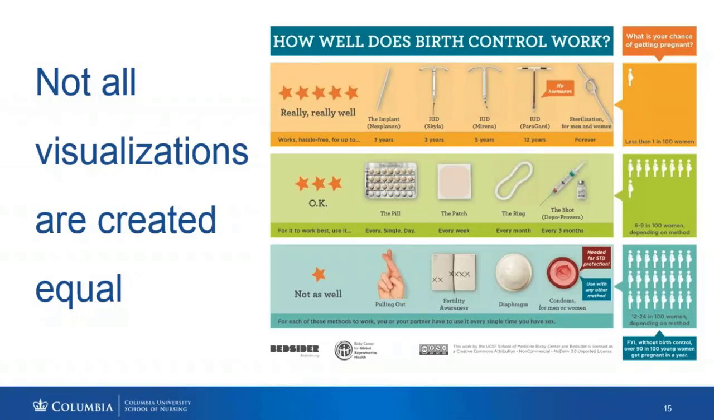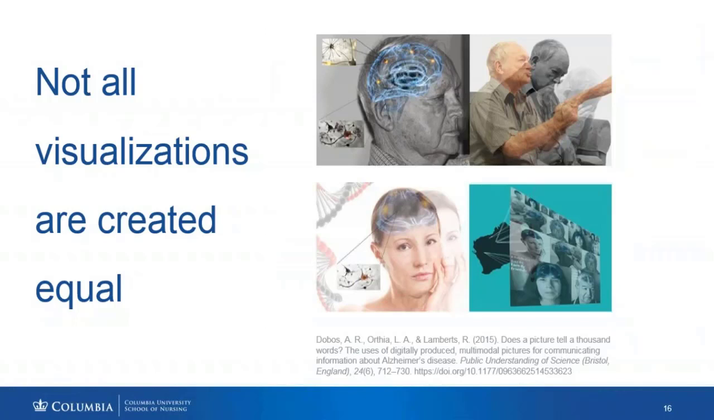What do they look like? What's the chance of getting pregnant with each of them? I think this is fantastic. But then you see stuff like this, which is just a mystery to me. They were trying to communicate scientific information about Alzheimer's disease with these images. And not surprisingly, they did not find these to be particularly efficacious.